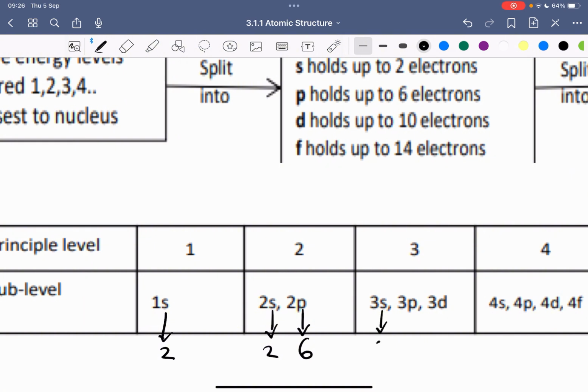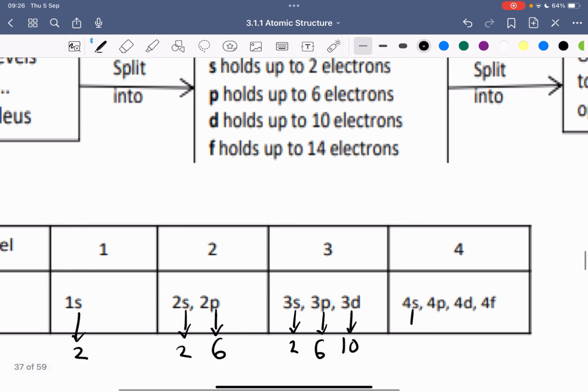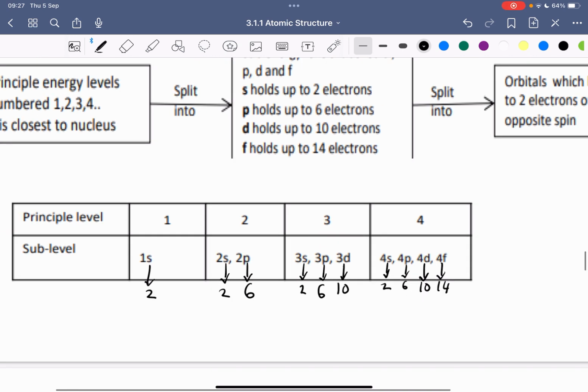So this one can hold up to 2, this one can hold up to 6 again. This one, a D, has 5 orbitals. Each one can hold up to 2 electrons, so 5 times 2 is 10. And then here, this one can hold up to 2, 6, 10. There are 7 orbitals in the F, each orbital can hold up to 2, so 7 times 2 is 14 electrons.